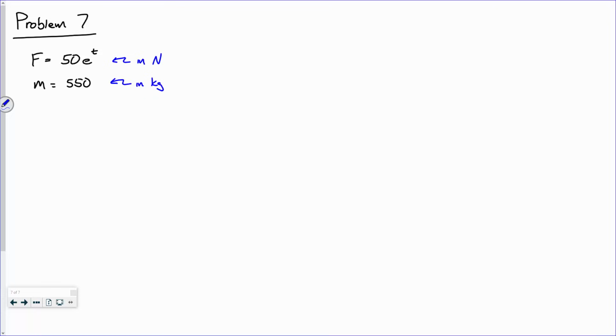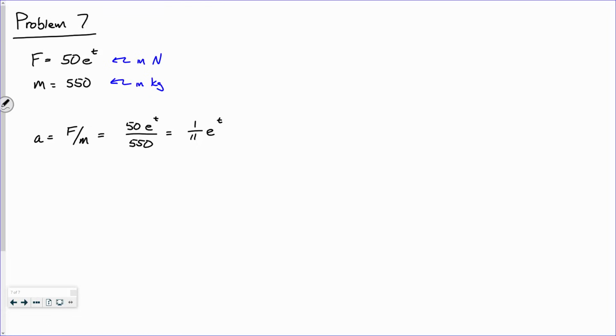Now, if I've got an F and I have an M, what can I calculate from this? Acceleration. So to start, A is F over M, which is what? 50 times the exponential of t over 550, which is 1 over 11 e to the t. Sound good? Simple.